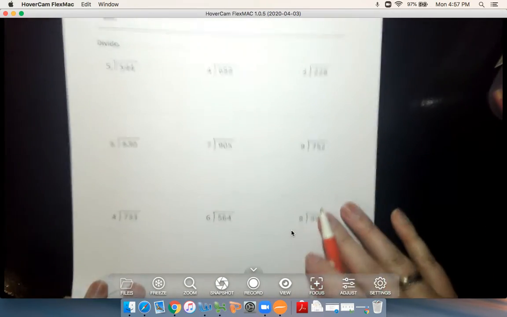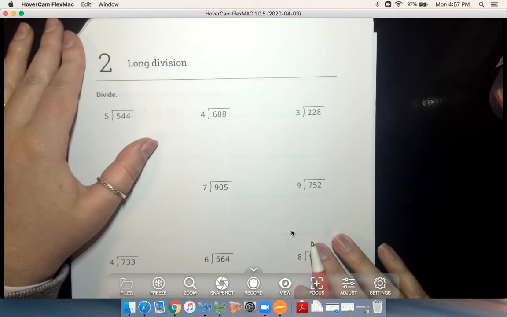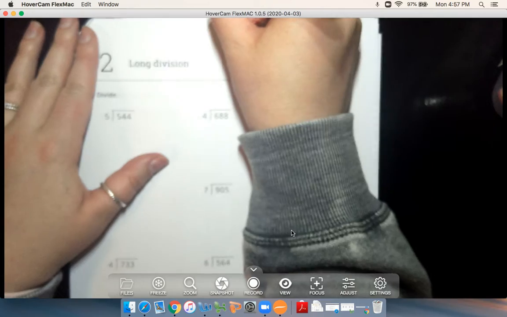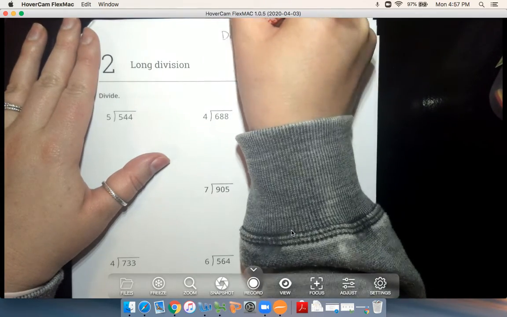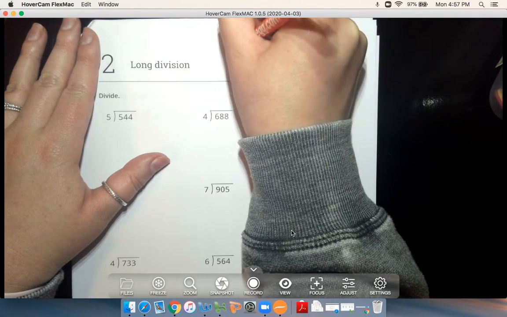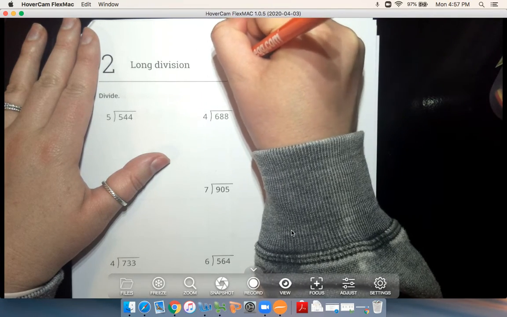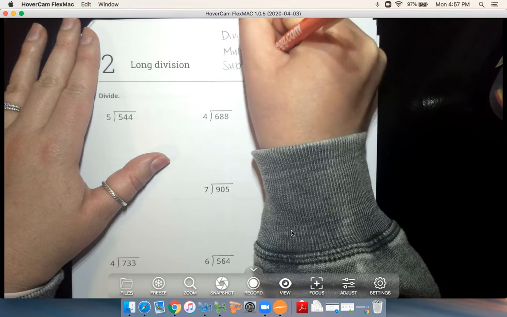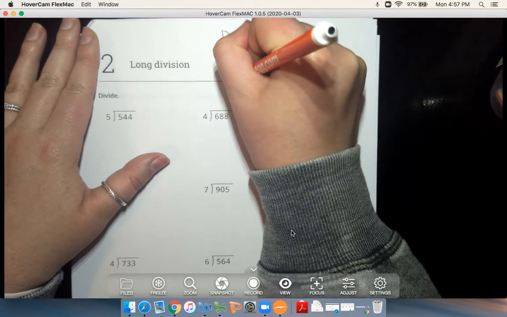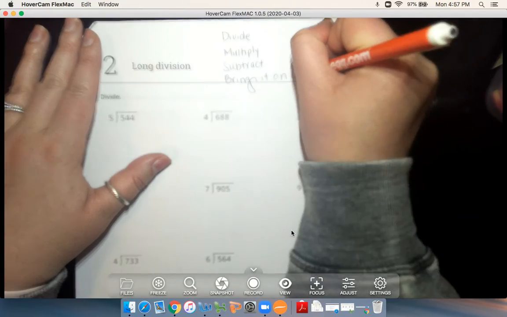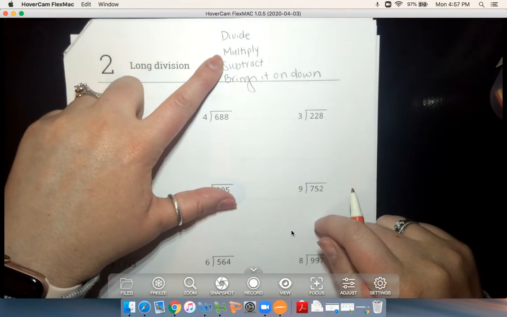As a reminder, you might want to think of our song that we sang, right? We had divide, multiply, subtract, and then bring it on down and bring it on back. So I wrote that at the top of mine. You could do the same as a reminder for yourself.